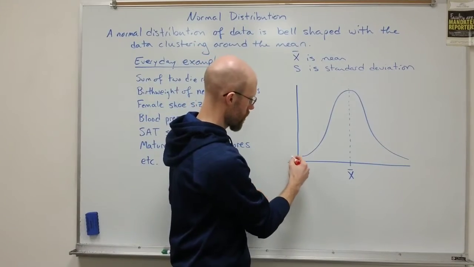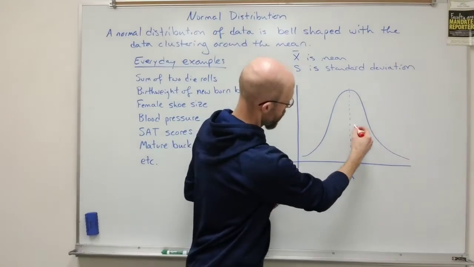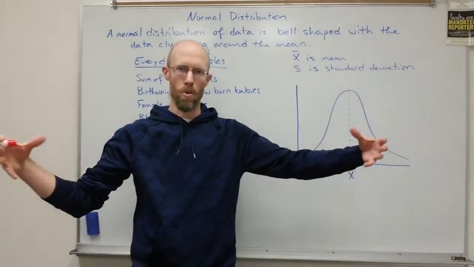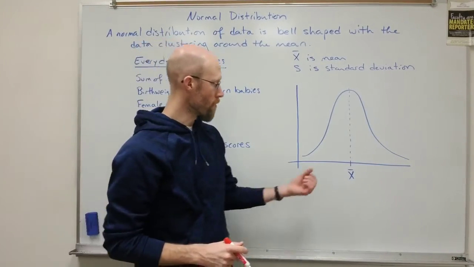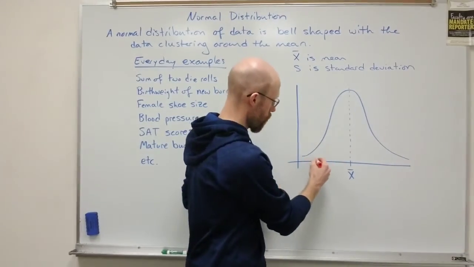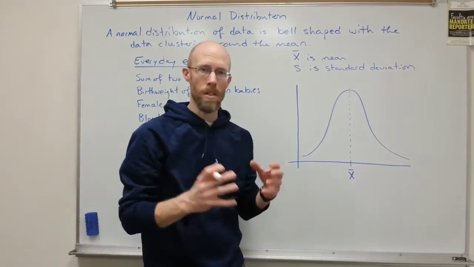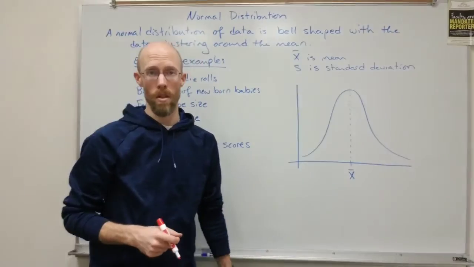You could have a distribution that is wider but not as tall, so things that are more spread out. That would be a larger standard deviation. If you have a smaller standard deviation, you get more of a spike in the middle because everything is very tight and clustered to the mean.